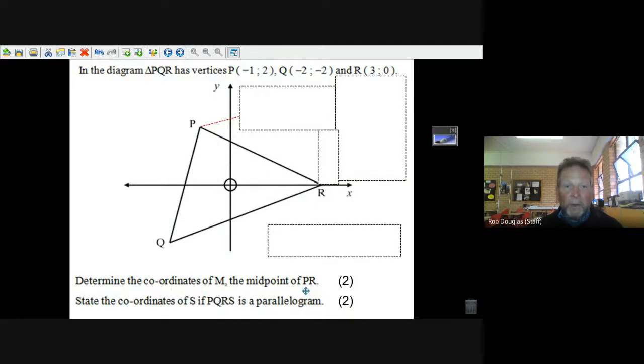Okay, we're going to do the last two questions of this analytical geometry grade 11 exam question. And let's just start with the first one. It says, state the coordinates of S if PQRS is a parallelogram.